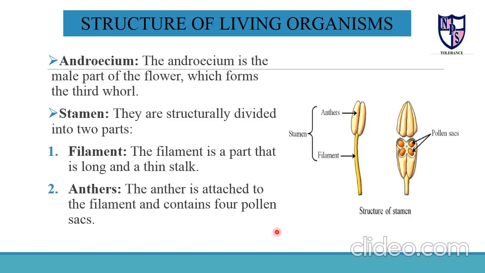Now look at the picture, that is the structure of a stamen. As we have discussed, the filament is a long and thin stalk, and the anther is attached to the filament and contains 4 pollen sacs. That is clearly shown in the picture, it has 4 pollen sacs.